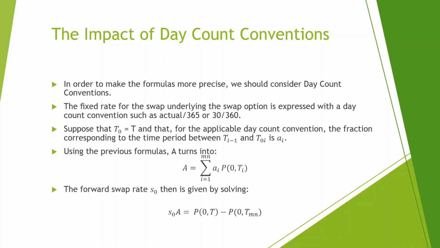0.5041. Suppose that T_0 equals T and that for the applicable day count convention, the fraction corresponding to the time period between T_{i-1} and T_0 is a_i. Using the previous formulas, A turns into the following equation. The forward swap rate S_0 then is given by solving the following equation.